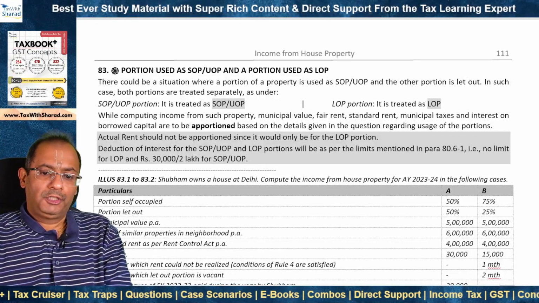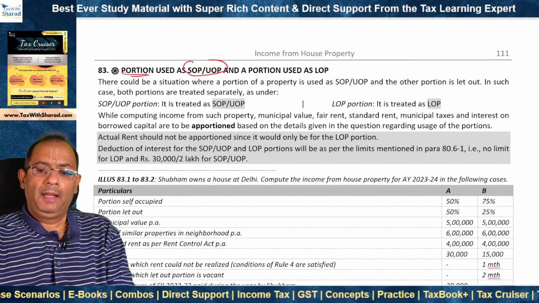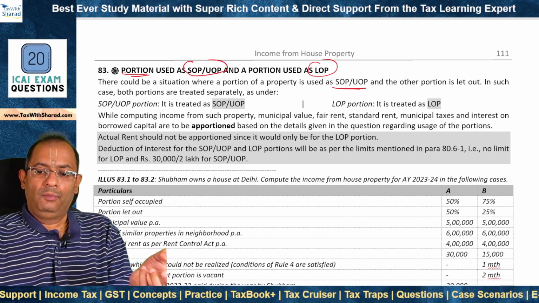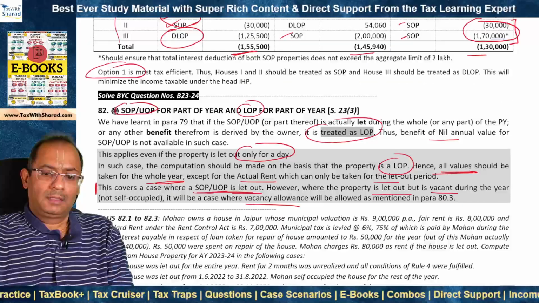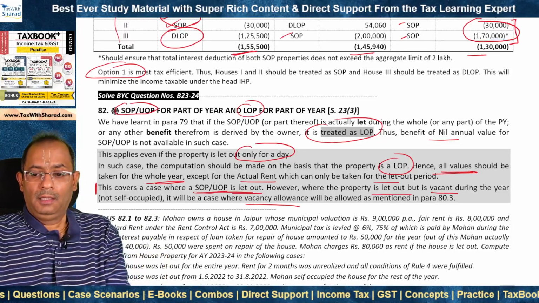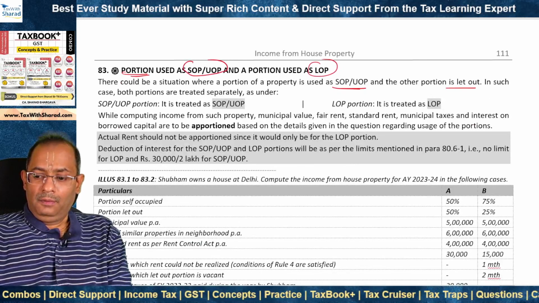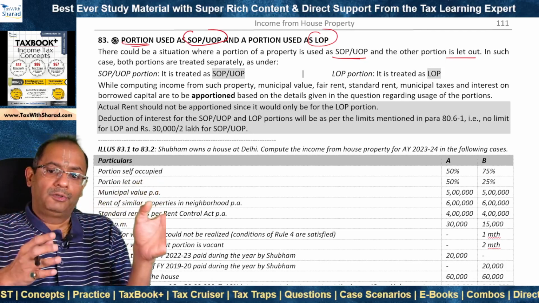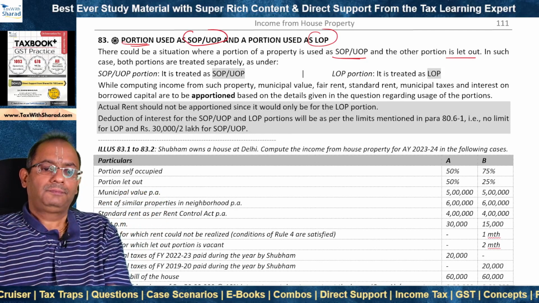The next special situation is a situation where a portion of the property is used as SOP or UOP and a portion is used as LOP, right? Where a portion of a property is used as SOP, UOP and the other portion is let out. This is not the situation which we discussed above, where a property which is self-occupied or unoccupied has been let out during a part of the previous year or any other benefit has been derived therefrom. So we don't treat it this way because the portions are clearly demarcated, where one portion is used as SOP or UOP throughout the year and the other portion is let out, right?